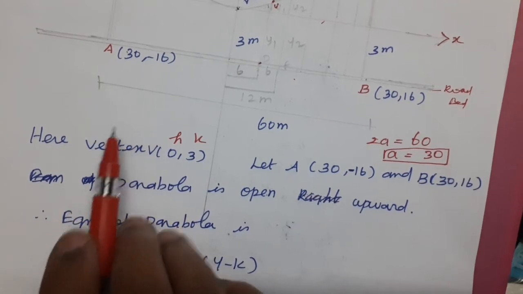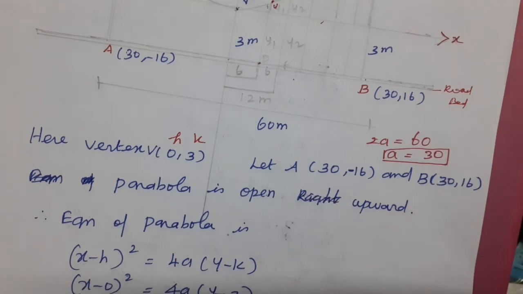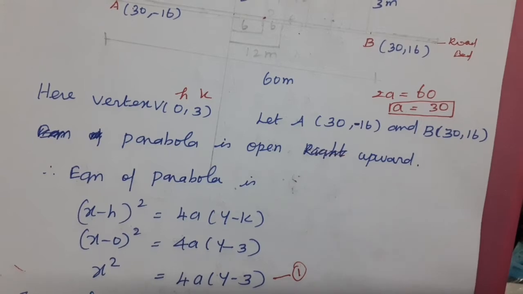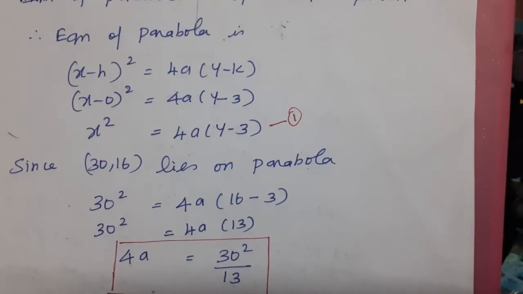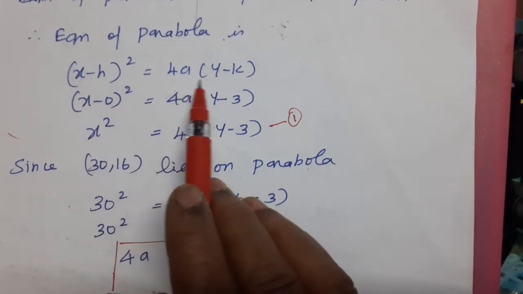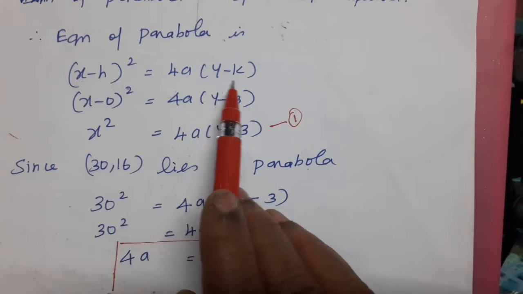The diagram itself is given. So A is 30 comma minus 16 and the B point is what? 30 comma plus 16. The parabola opens upward. Now the equation of the parabola is x minus h the whole square equal to 4a into y minus k.